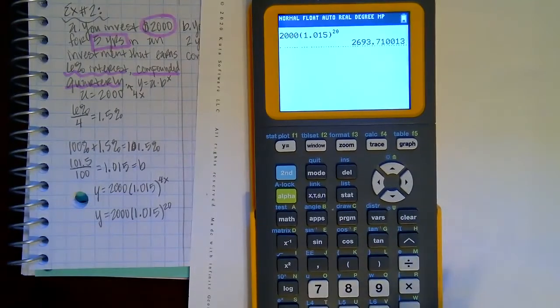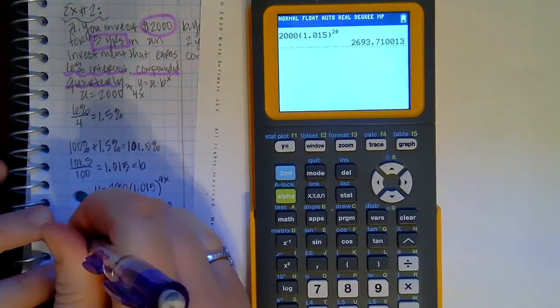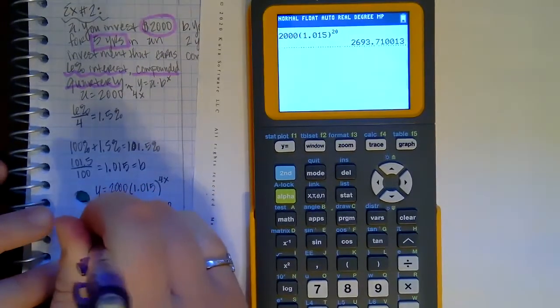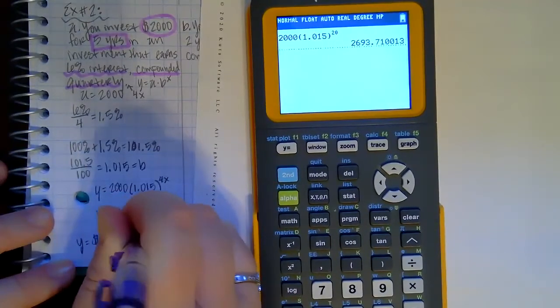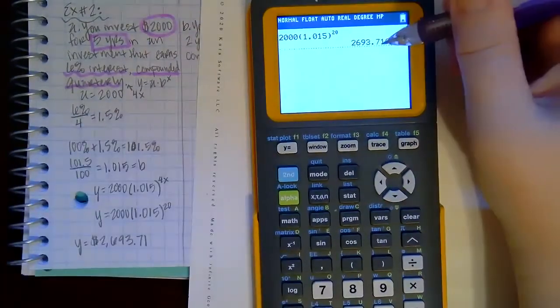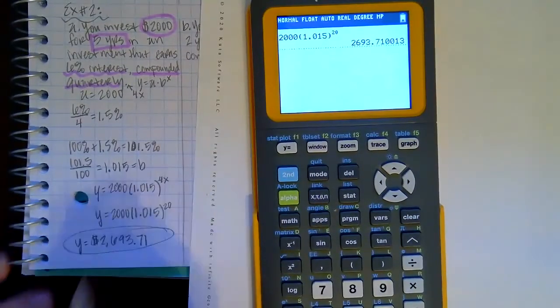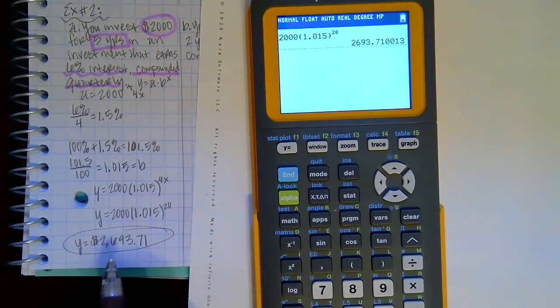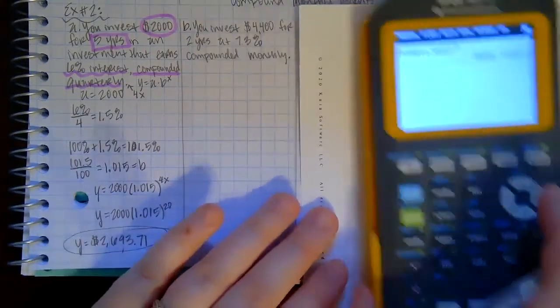So then that gives me, this is money, $2,693.71, because after the 1 is a 0, so it stays the same. That's how much money I'm going to have after 5 years, which is nice. Look, I made almost $700 just by keeping my money invested. Great deal. Let's look at another one, okay?